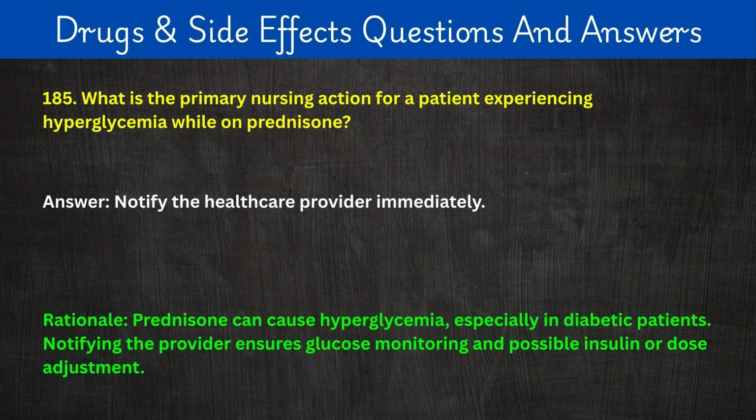185. What is the primary nursing action for a patient experiencing hyperglycemia while on prednisone? Answer: notify the healthcare provider immediately. Rationale: prednisone can cause hyperglycemia, especially in diabetic patients. Notifying the provider ensures glucose monitoring and possible insulin or dose adjustment.